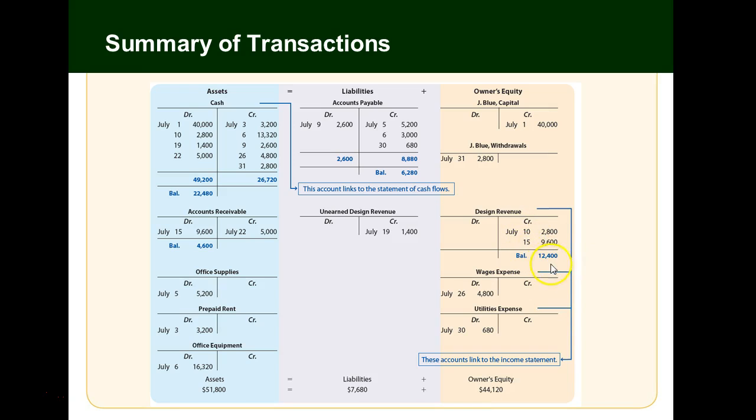Because really our revenues of $12,400 minus our expenses of $5,480 equal $6,920, right? I'm doing something wrong. So if we take our $40,000 plus our $6,920, subtract from that our $2,800, I might be off somewhere, but we end up with $44,120. So do our assets equal our liabilities plus our owner's equity?